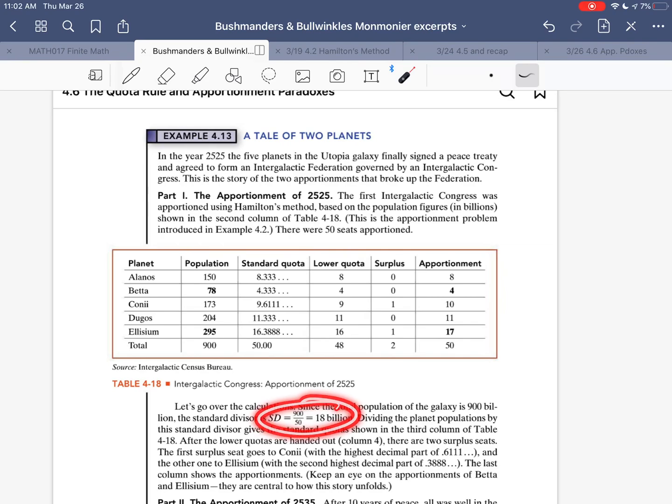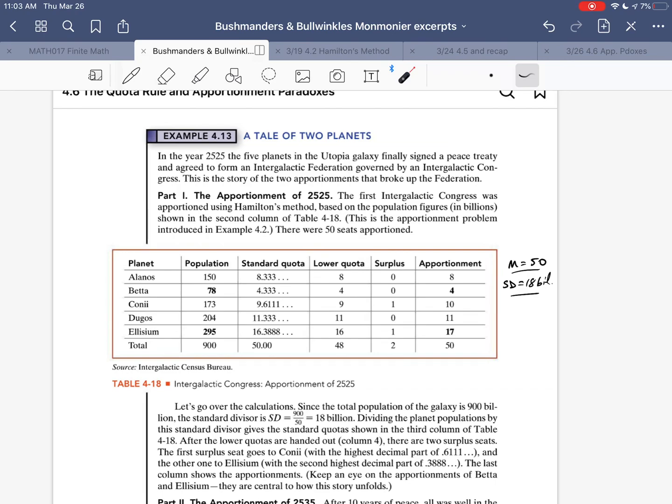So, what are we going to do? They calculate the standard divisor, right? Standard divisor is given here, 18 billion. Divide the number of seats in the house. So there were 50 seats apportioned. So maybe I'll write this in the margins: M equals 50, SD equals 18 billion. And using that, we can calculate the standard quotas.